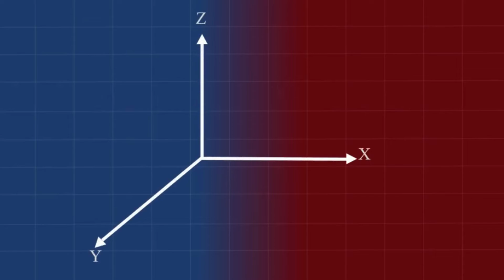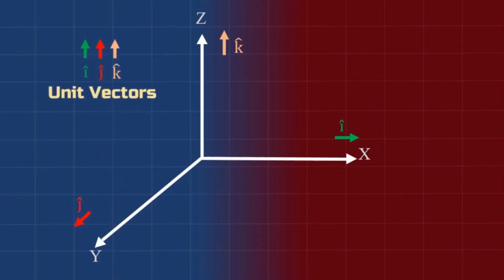Let's consider a Cartesian coordinate system. Each direction of the coordinate system comes with coordinate basis vectors or unit vectors. As the name suggests, they have a length of 1 and direction in the direction of the respective coordinate axis. So i hat shows the unit vector in x direction, j hat shows the unit vector in y direction, and k hat shows the unit vector in z direction.